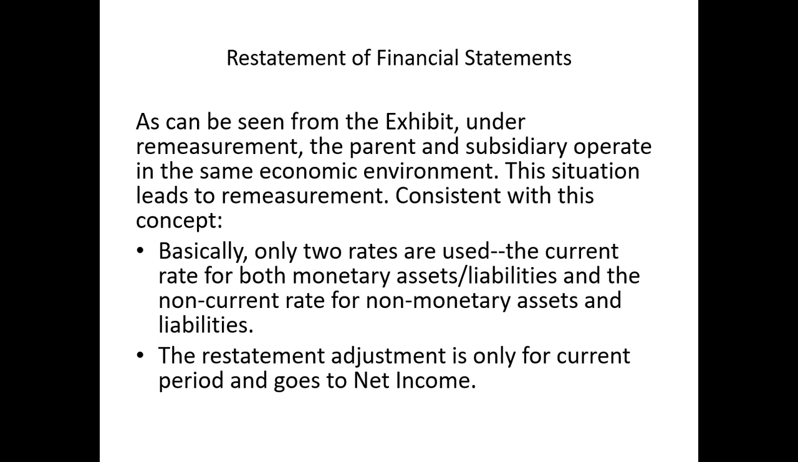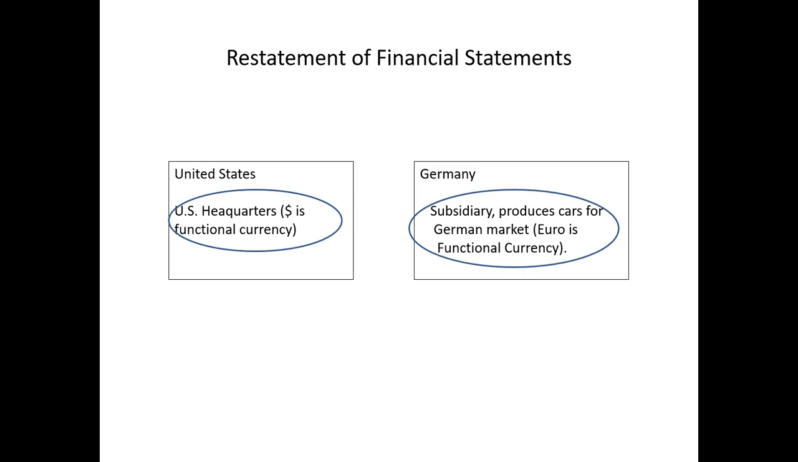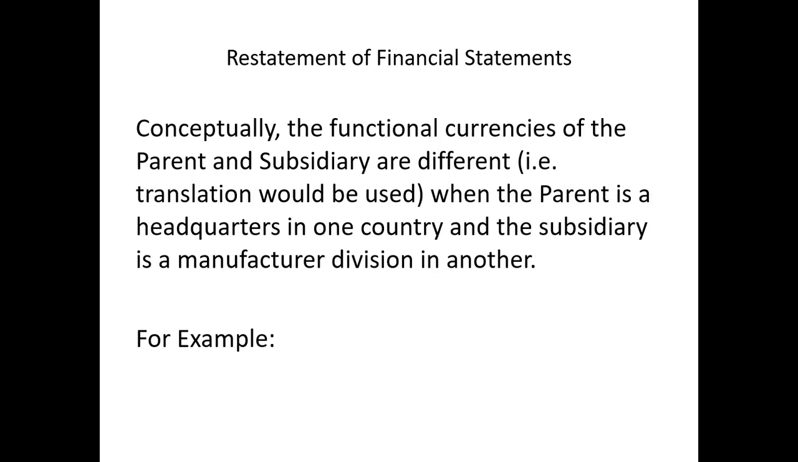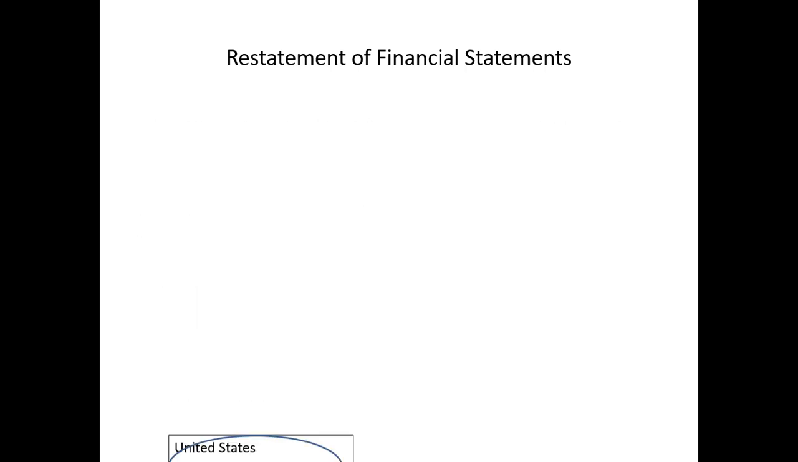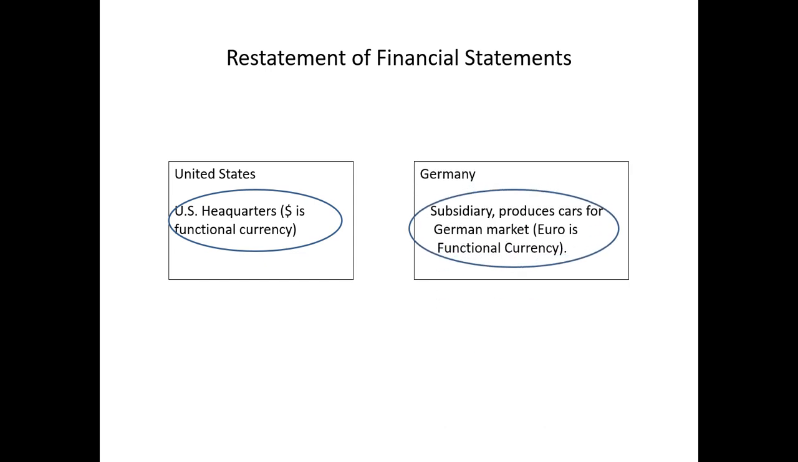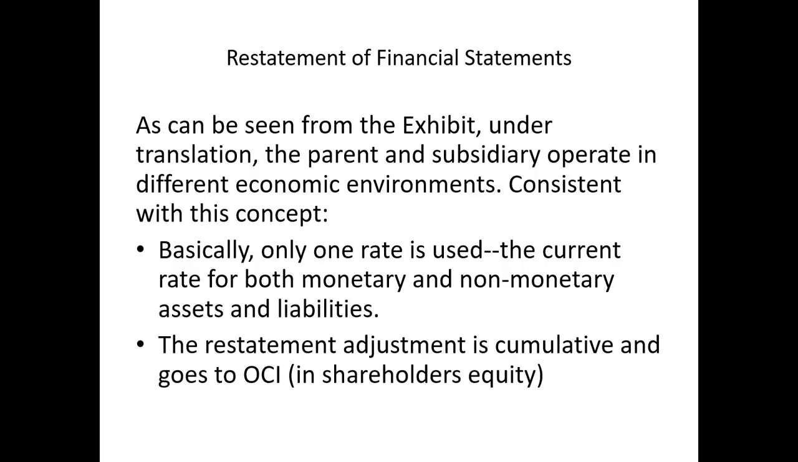Now, there's one reason. If you look at these, let's just go back here. Translation is more practical, and you may be asking why. Remember, under translation, use one rate, the current rate, for both monetary and non-monetary assets and liabilities, and the adjustment, cumulative, goes to OCI.